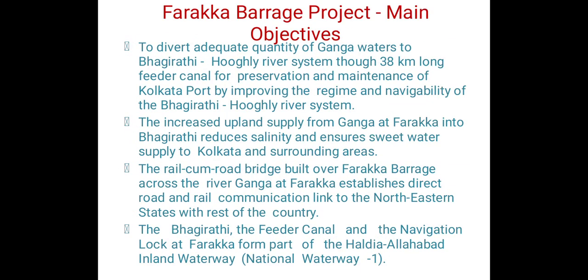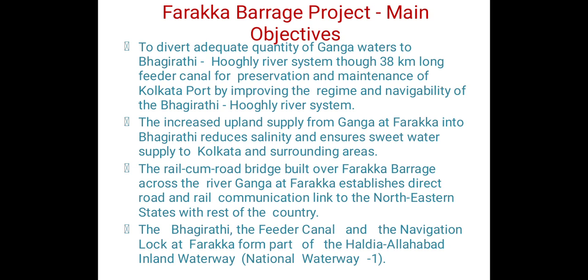Farakka barrage project main objectives: first, to divert adequate quantity of Ganga water to the Bhagirathi-Hooghly river system through the 38-kilometer long feeder canal for preservation and maintenance of Kolkata port by improving the regime and navigability of the Bhagirathi-Hooghly river system. Second, the increased upland supply from Ganga at Farakka into Bhagirathi reduces salinity and ensures sweet water supply to Kolkata and surrounding areas.